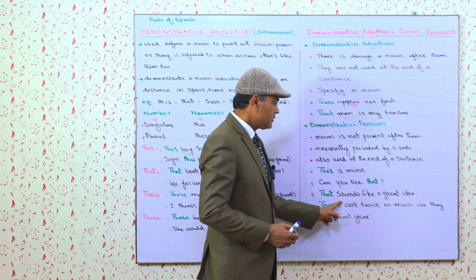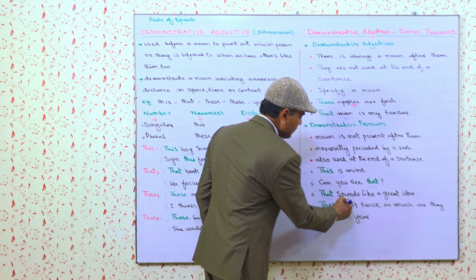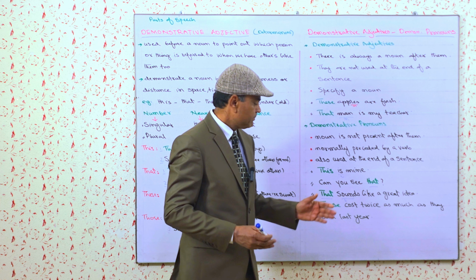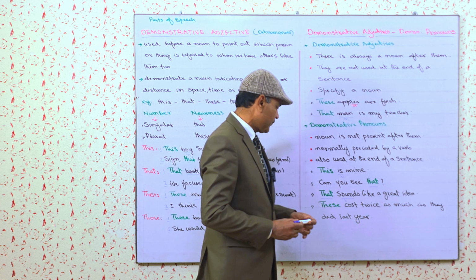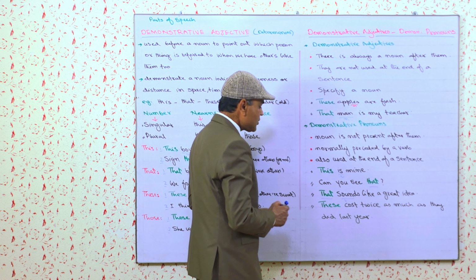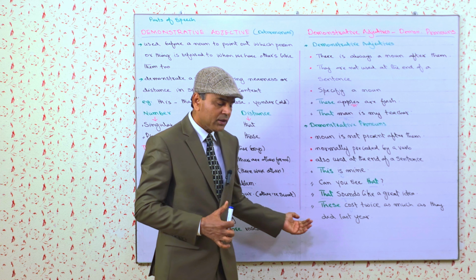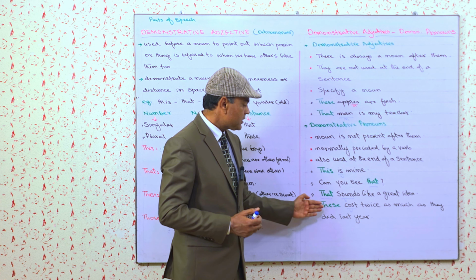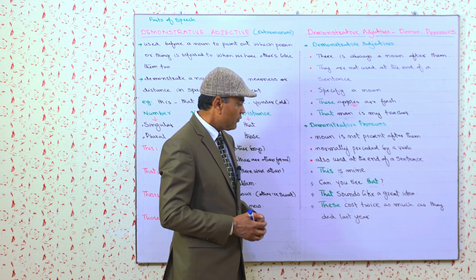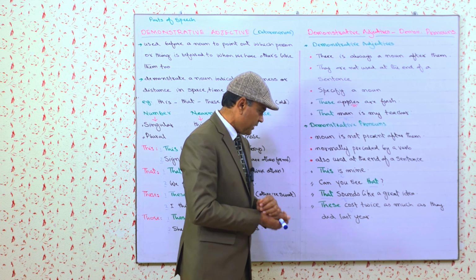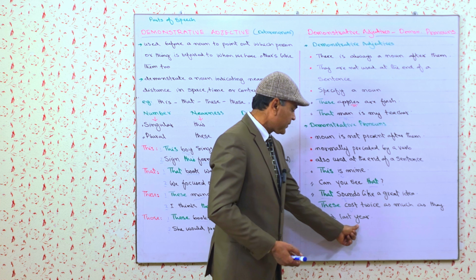That sounds like a great idea. Again, that, and after that we have a verb. So this is used in place of a noun, that's why it takes a verb directly after it. These cost, here cost is a verb, and this again is a demonstrative pronoun, because a demonstrative pronoun does not take a noun after it, mostly it takes a verb, or it can come at the end of a sentence. So these cost twice as much as they did last year.